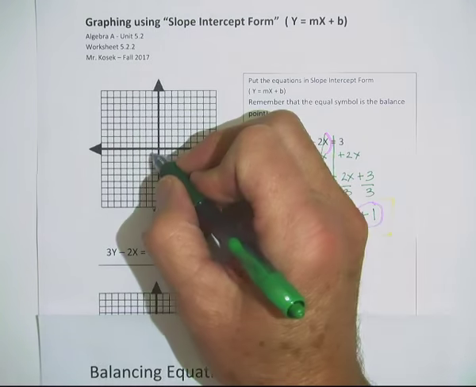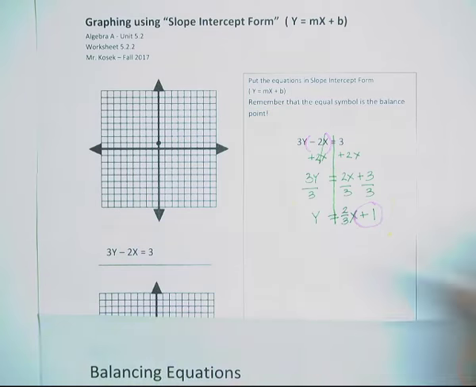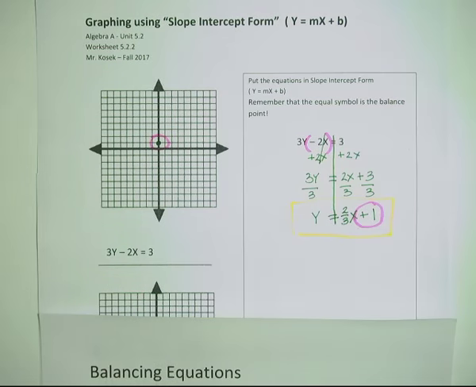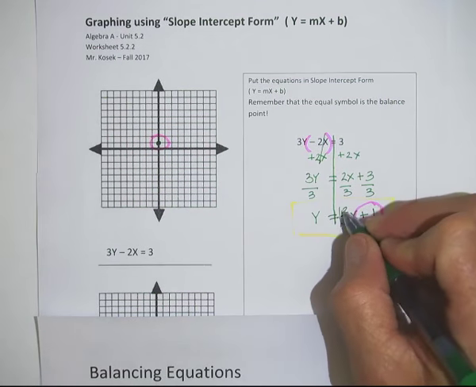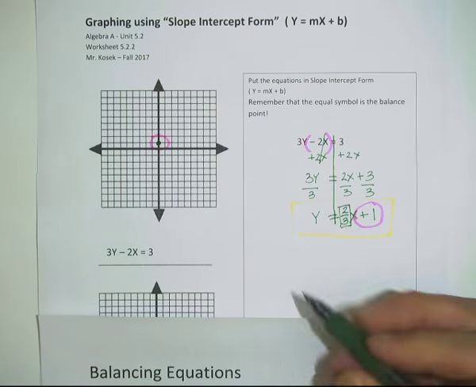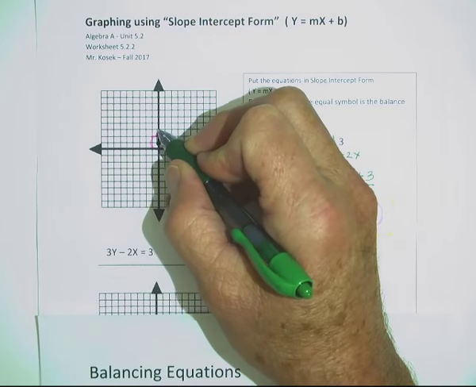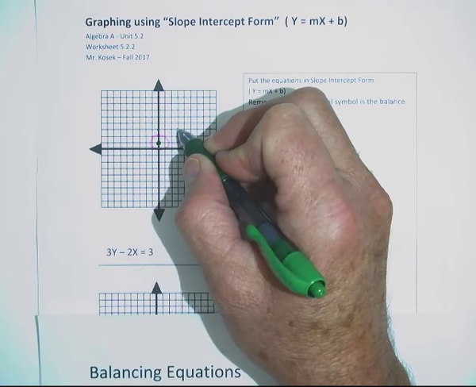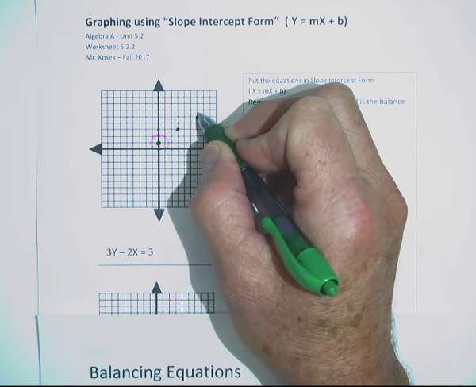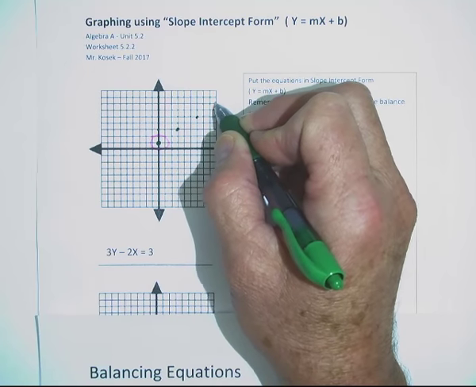So we can plot our y-intercept, and we'll circle it here so we know where that is. And then we have our rise over our run already because it's in a fraction. We have +2 over +3. So we're going to rise up 2 and over 3. Up 2 and over 3.